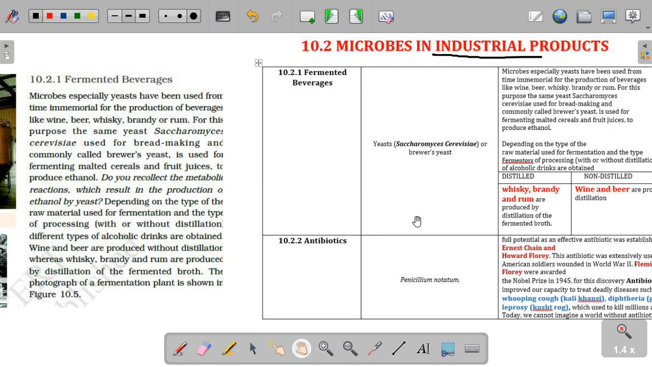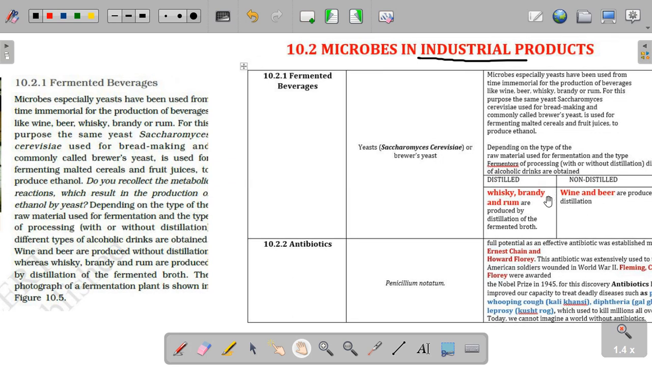So microbes in production of fermented beverages, like we can see whiskey, brandy, rum, wine, beer. These are all the beverages formed due to the action of certain type of microorganisms.